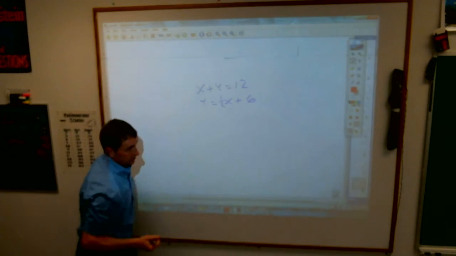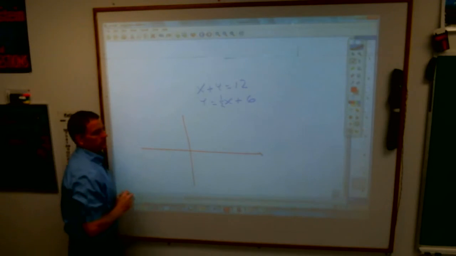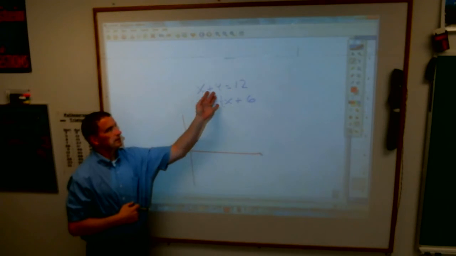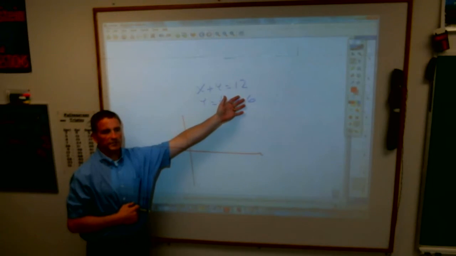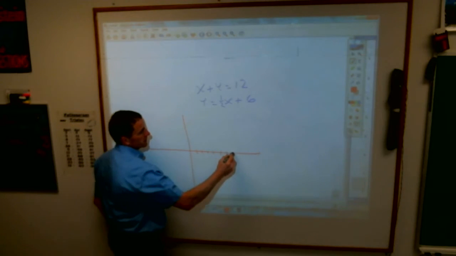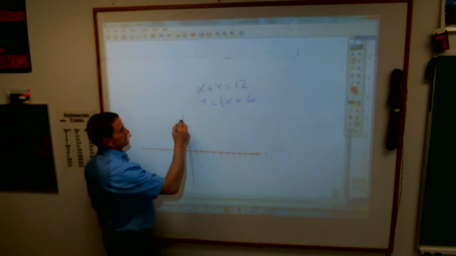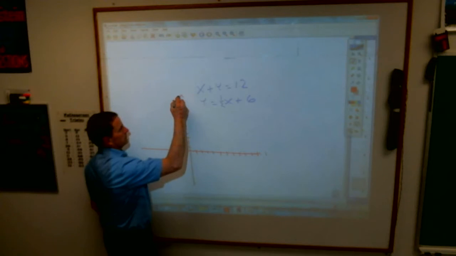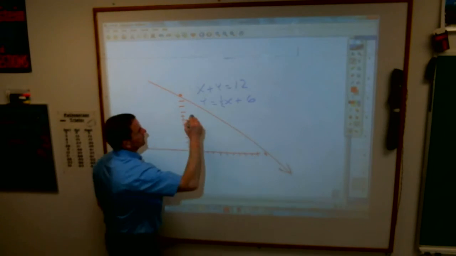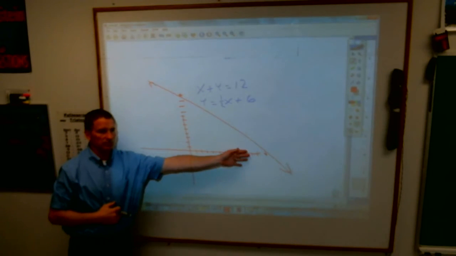So, you're basically just going to graph these. You got nice pieces of graph paper there. First one is going to be that same line we graphed before where x plus y equals 12. So, what's the x and y intercepts? Still at 12, right? 1, 2, 3, 4, 5, 6, 7, 8, 9, 10, 11, 12. Crosses there and there. There's my line there.